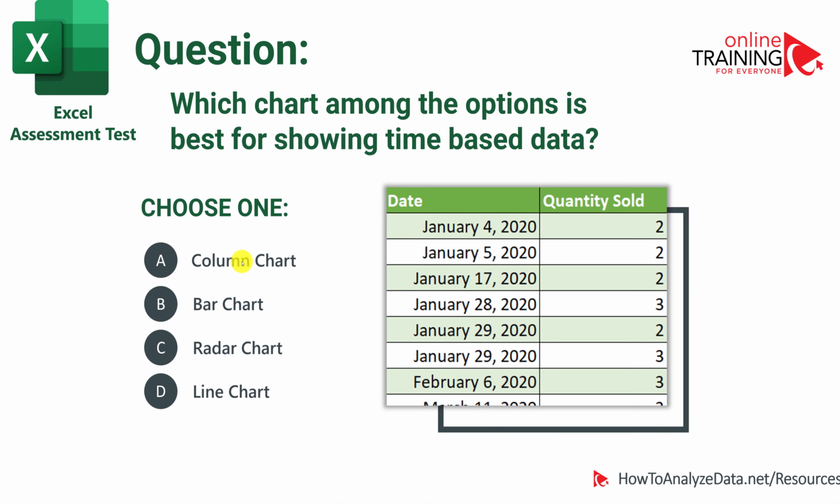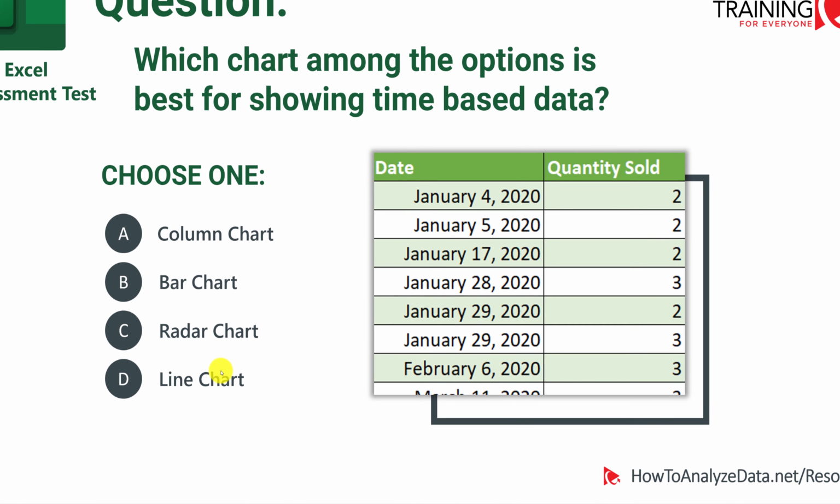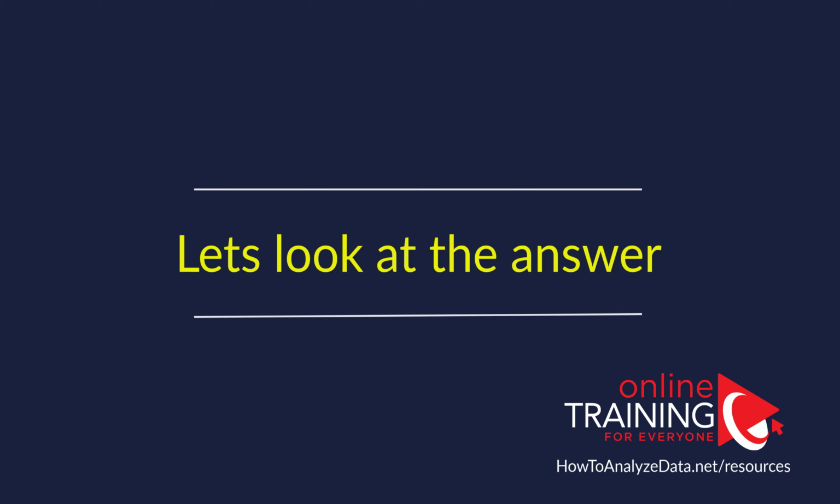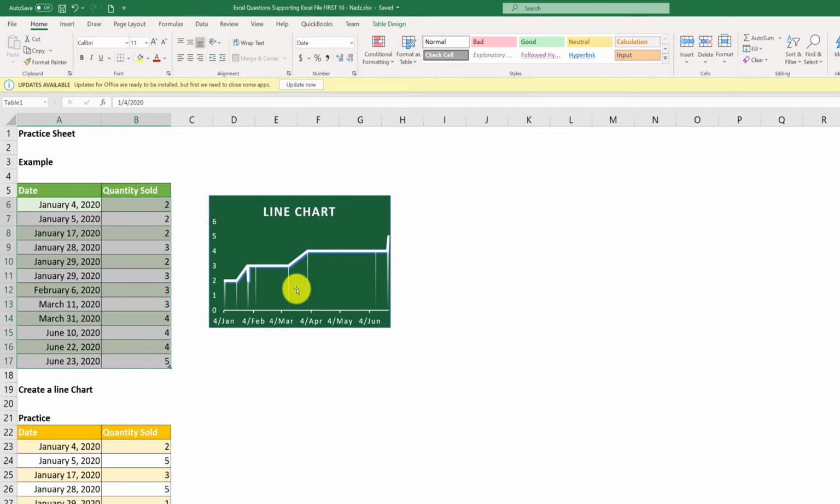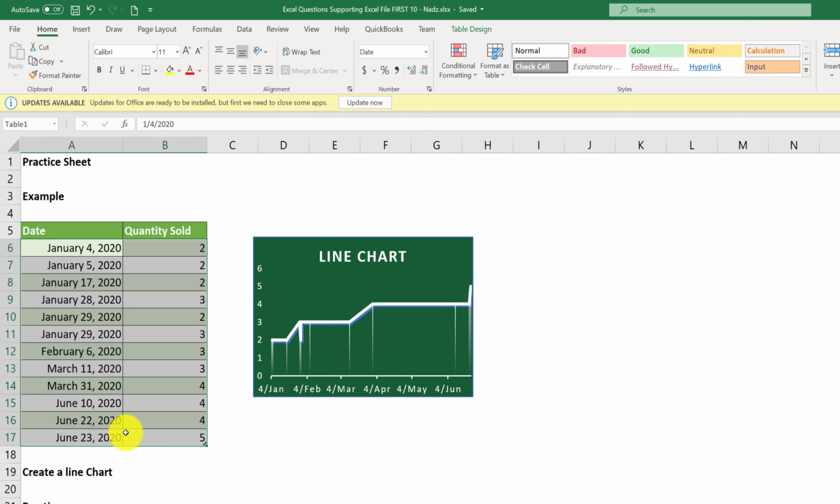Let's look at some considerations and a little description of the charts, which might be helpful. So column chart creates a bar for each data point. Similar to a column chart, the bar chart also creates a bar for each line of the data. And then radar chart is used for demonstrating the data in 2 dimensions. Now let's go into Excel and look at how we would pick the right answer among these 4 choices. So the correct answer is line chart. And the reason it is the correct answer is because that's the chart that best represents quantities sold over time.